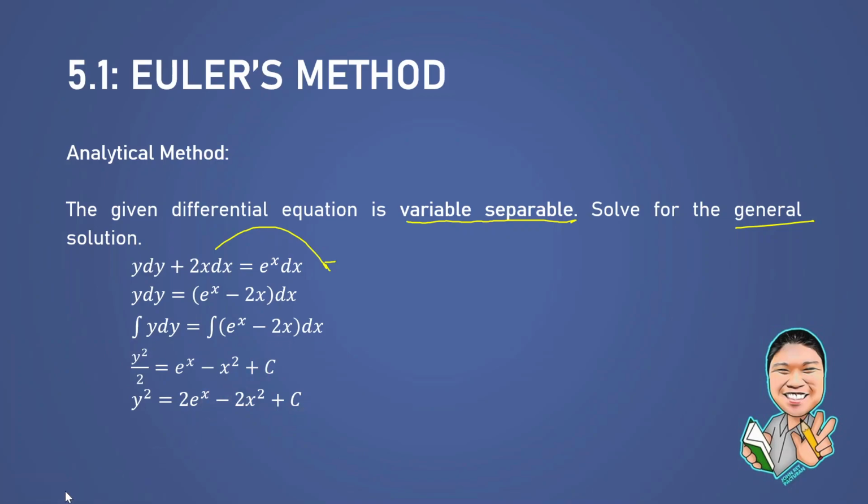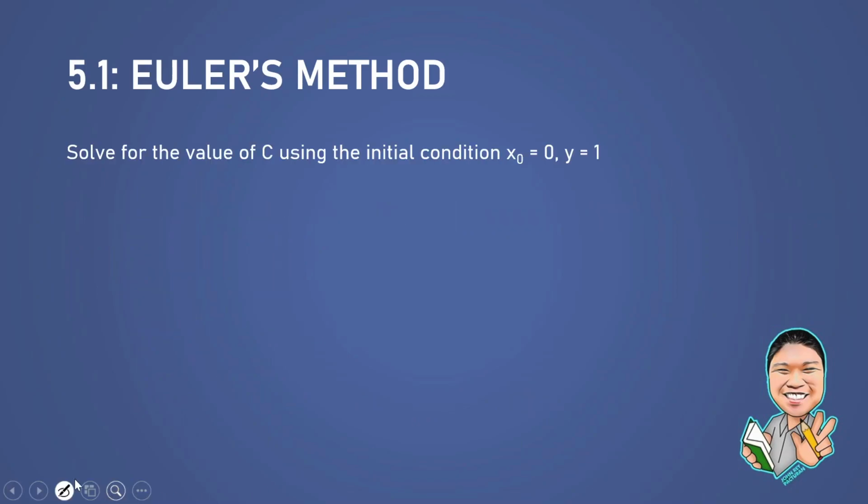Okay? So now, let me just put it here. This is the general solution. The next goal is to find the particular solution. And how do we do that? Since we have a given initial point, which is (0, 1), we will substitute it to find C. As simple as that, we substituted, and the value of C is equal to negative 1. So when you evaluate it, C is equal to negative 1.